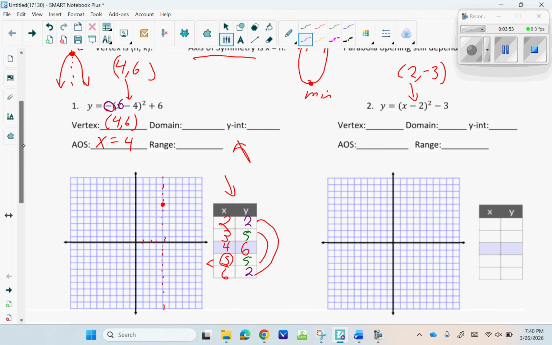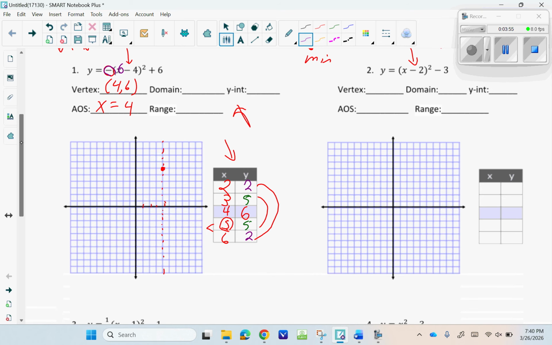Okay, and this helps me to graph it. I'm just going to take each one of these and graph them. So let's see, I have 5, 5, and also 3, 5. And then I have 6, 2, and 2, 2. So it's going to look something like this.